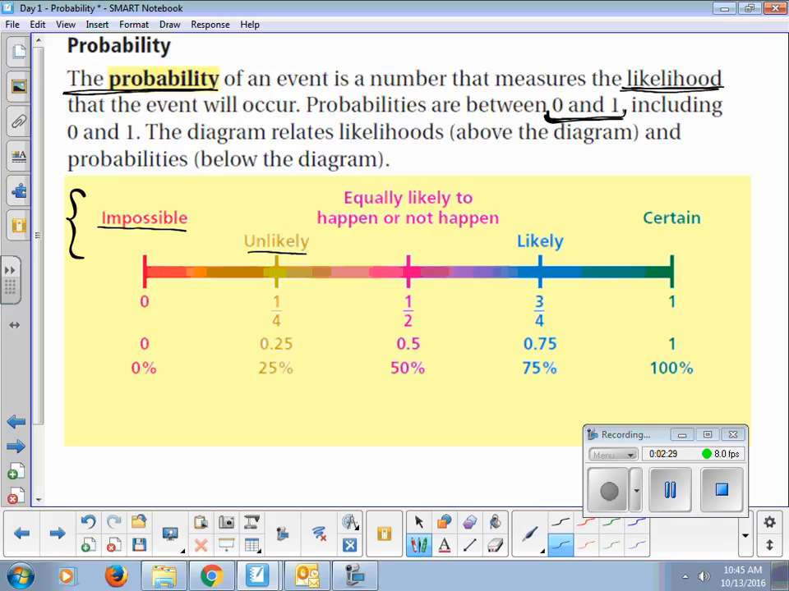When you get to the middle of your diagram, it's equally likely to happen or not happen. It's a 50-50 chance of it happening. That's at 1/2, which is 0.5 or 50%. When you keep moving to the right, you get a percent greater than 50. So this example they give us is 3/4, which is 0.75 or 75%. That is likely to happen. There's a good chance it'll happen. And if you have 100% or 1, that is certain to happen. It is definitely going to happen.